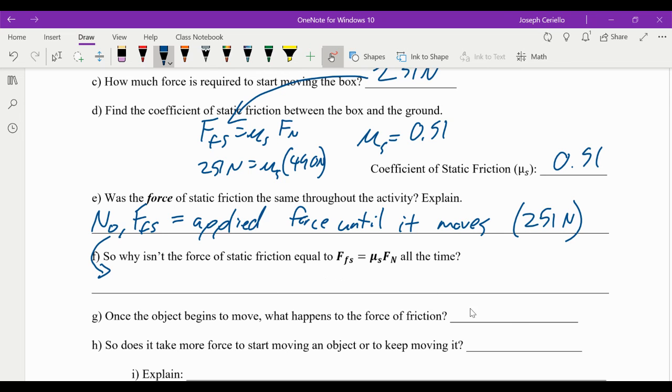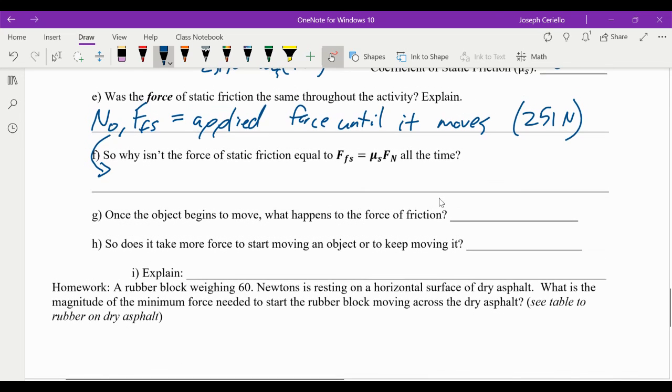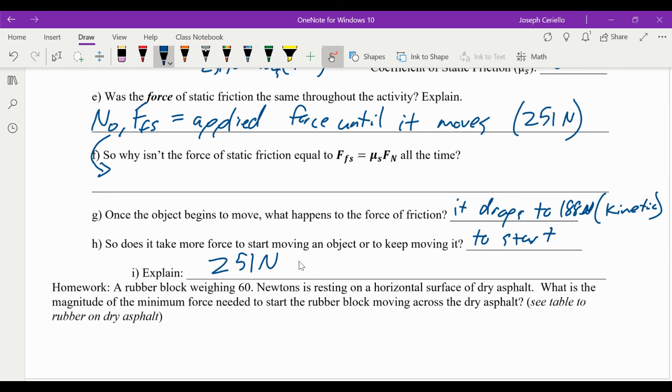Once the object begins to move, what happens to the force of friction? It drops to 188 newtons. That was kinetic, right? When things are moving, it's no longer static friction. So it takes more force to start moving something than to keep moving it. It was 251 newtons to start moving it, which is greater than the 188 newtons that are required to keep moving it.